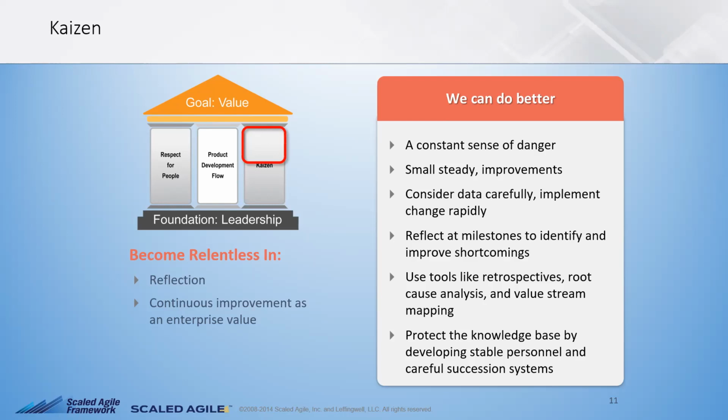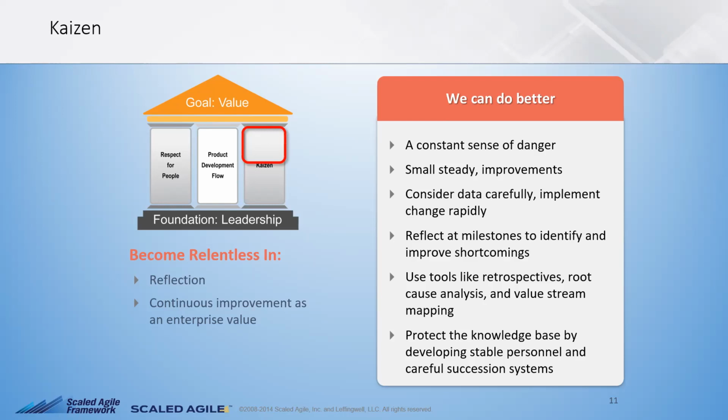Reflect at a milestone to identify and improve shortcomings. Whatever I deliver, that's my income, right? Like we've seen in earned value management, whatever you earn after your delivery. So reflect at milestones to identify and improve your shortcomings more efficiently, in terms of more deliveries, even short deliveries planned per day, and move clearly ahead in these small steps. Use tools like retrospectives, root cause analysis, and value stream mapping to achieve or calculate these efficiencies.